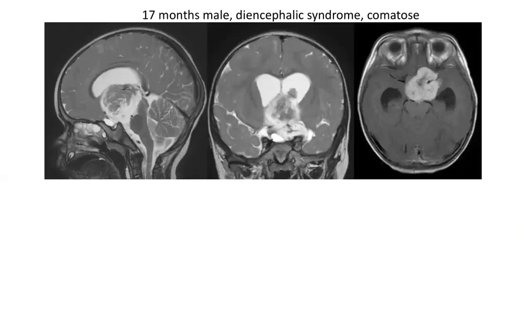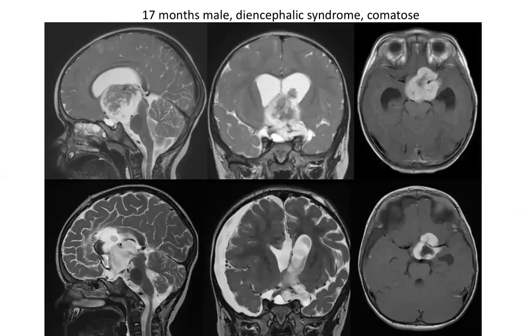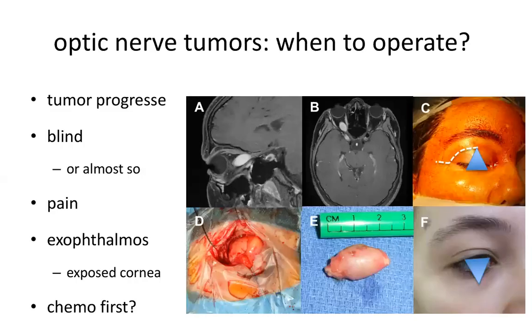This is an example of a baby who had the diencephalic syndrome, who arrived comatose with a big tumor and hydrocephalus. We did a transcallosal approach, and we removed part of the tumor, but not all of it. The rest of the tumor could be treated with chemo, but the child improved much after surgery.